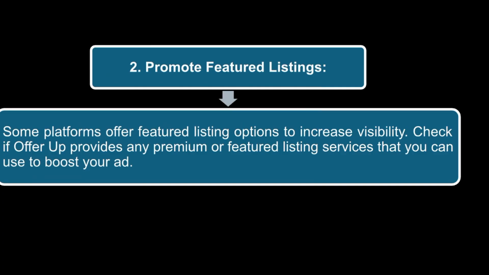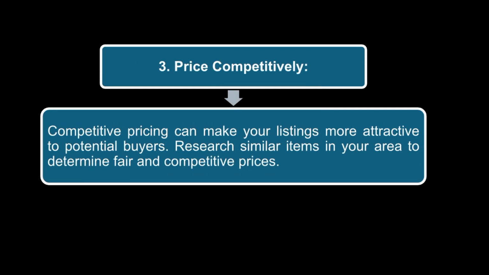Number 2. Promote featured listing. Some platforms offer featured listing options to increase visibility. Check if OfferUp provides any premium or featured listing services that you can use to boost your ad. Number 3. Price competitiveness. Competitive pricing can make your listings more attractive to potential buyers. Research similar items in your area to determine fair and competitive prices.